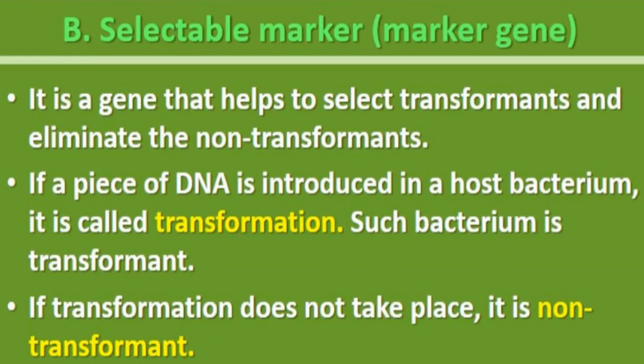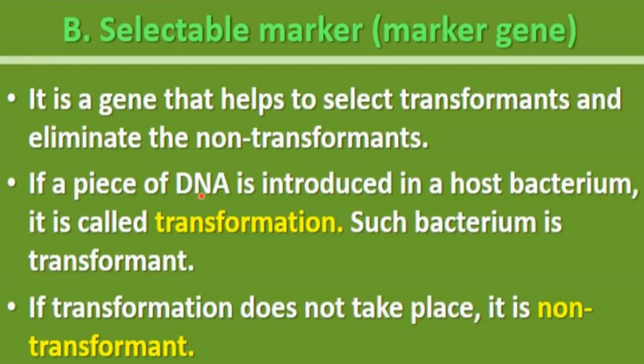So let's start with selectable marker. These selectable markers are called marker genes because there are some genes which are used as selectable marker. So selectable markers are basically genes that help to select transformants and eliminate the non-transformants. So what are these transformants here?